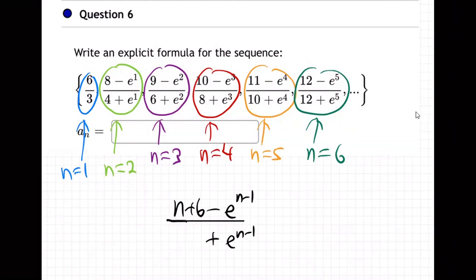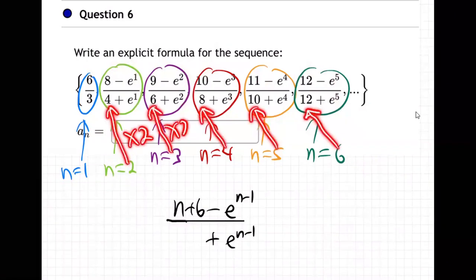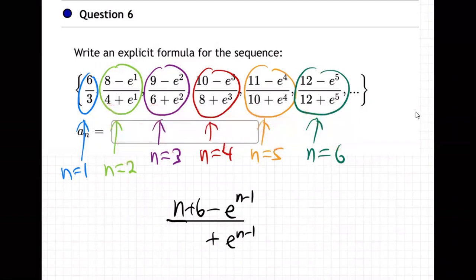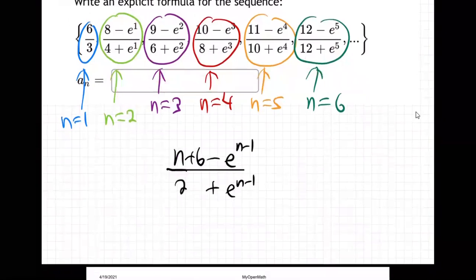Okay, now what about the bottom? 2 to 4, 3 to 6, 4 to 8, 5 to 10, 6 to 12. Do you see the connection? What's happening there? It's times 2, isn't it? It's doubling the n number. See that? So that's 2n.